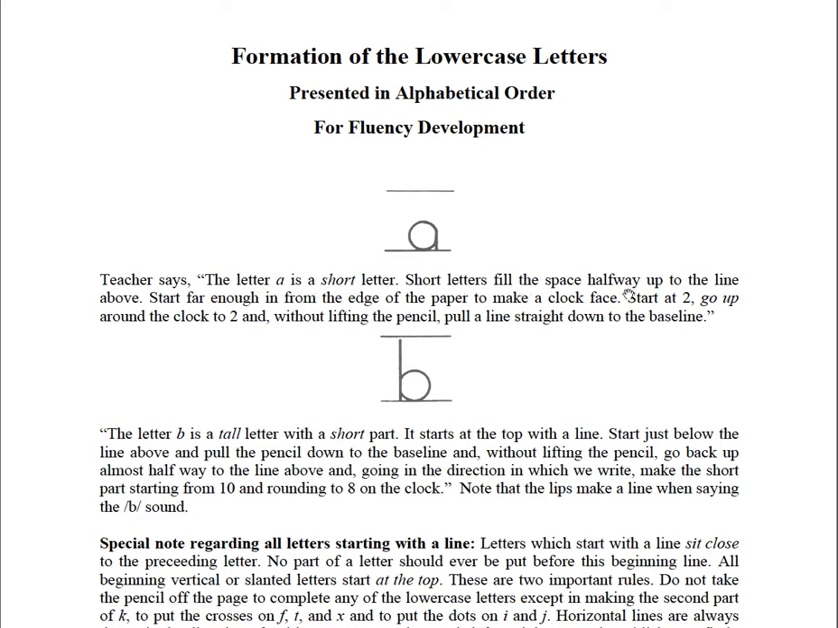Short letters fill the space halfway up to the line above. Start far enough from the edge of the paper to make the clock face. So you can't start over here. You're going to have to start over here to stay on the page. Start at 2 o'clock, go up around to 2, all the way around to 2 o'clock, and without lifting the pencil, pull a line straight down to the baseline.